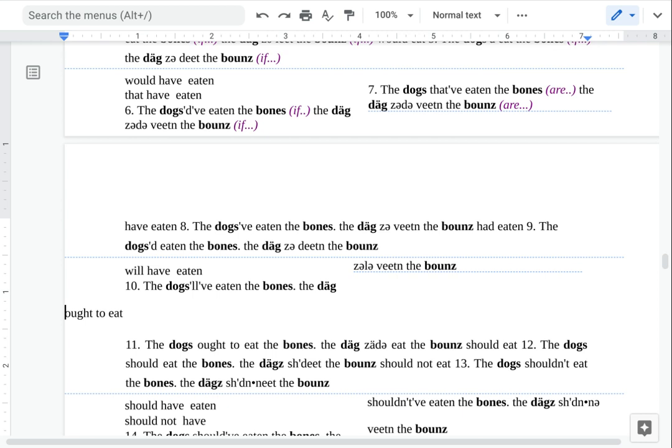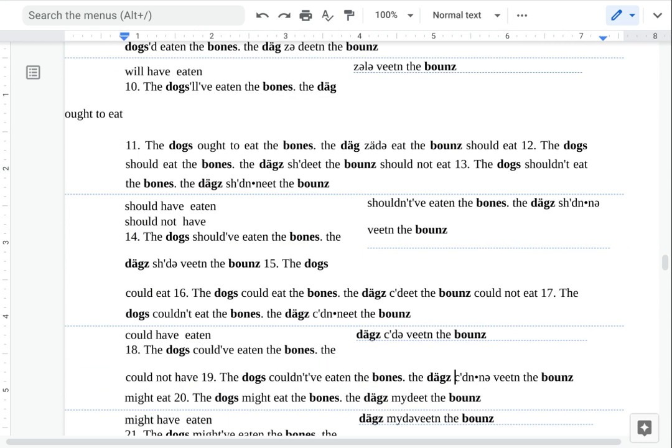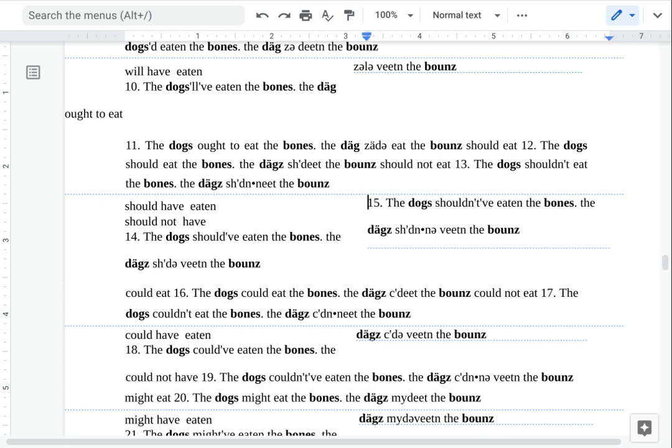14. The dogs should have eaten the bones. 15. The dogs shouldn't have eaten the bones. 16. The dogs could eat the bones. 17. The dogs couldn't eat the bones. 18. The dogs could have eaten the bones. 19. The dogs couldn't have eaten the bones.